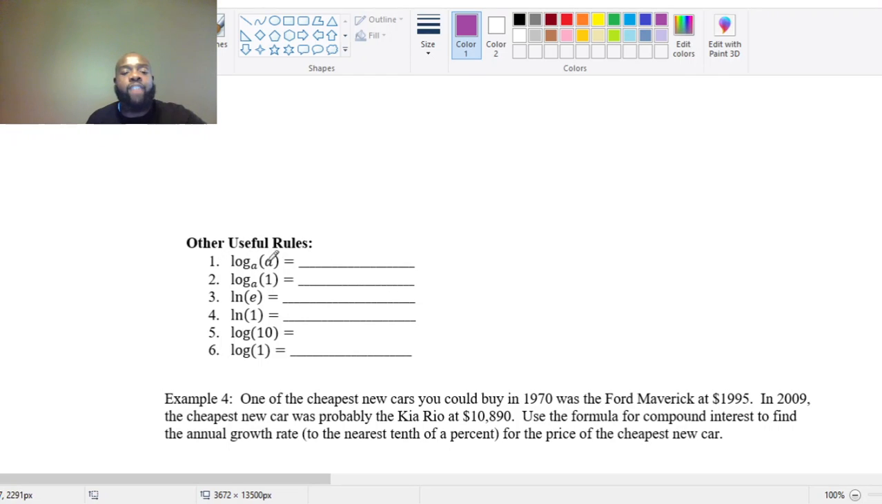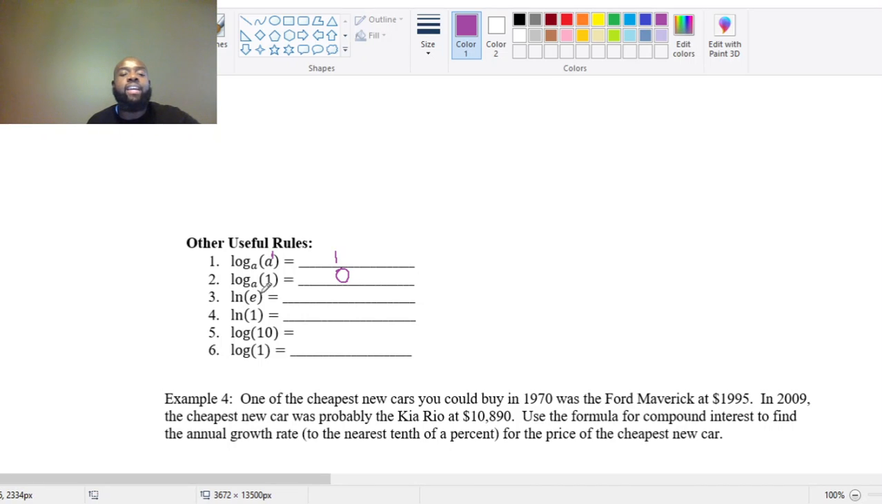Log at base a of a, remember these are inverse functions, and so this is going to equal the exponent here, which is understood to be a 1. So that equals 1. Log at base a of 1, this means what power do I raise a to in order to get an output of 1? That's going to be 0.